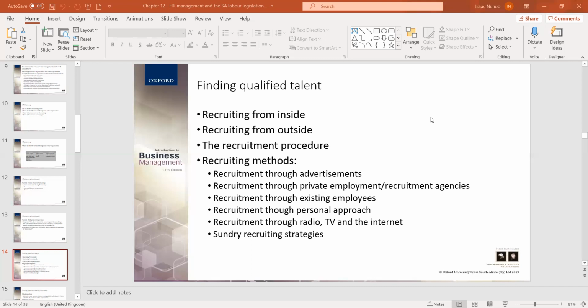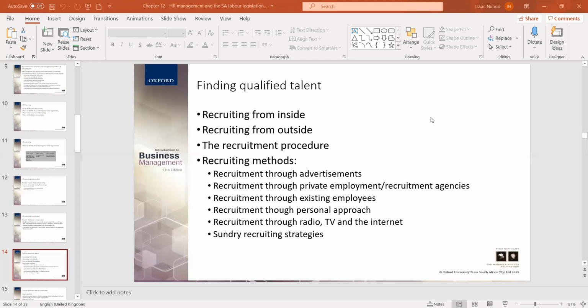Sometimes you tell your employees to recommend people who have the same skill set. For example, people working at a particular chicken outlet like KFC may know people with certain skills in the same field, and they help to get them employed. In restaurant kinds of businesses, they tend to recommend their friends to be employed.